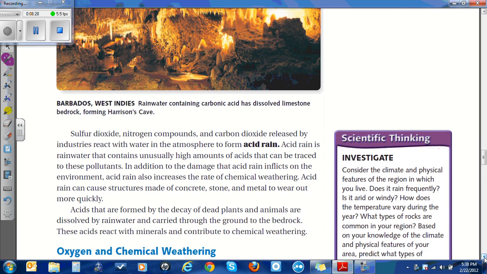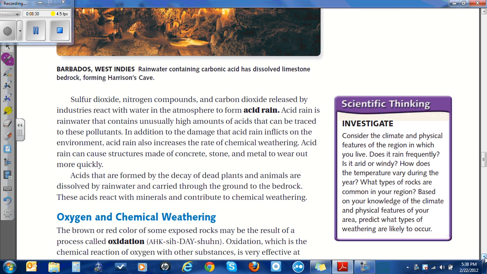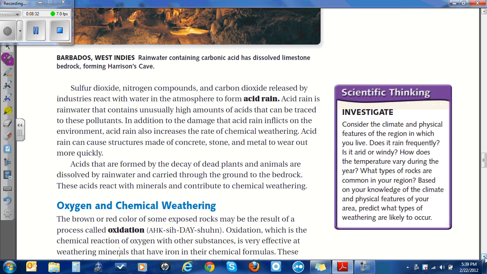Sulfur dioxide, nitrogen compounds, and carbon dioxide released by industries react with water in the atmosphere to form acid rain. Acid rain is rainwater that contains unusually high amounts of acids that can be traced to these pollutants. In addition to the damage that acid rain inflicts on the environment, acid rain also increases the rate of chemical weathering. Acid rain can cause structures made of concrete, stone, and metal to wear out more quickly.